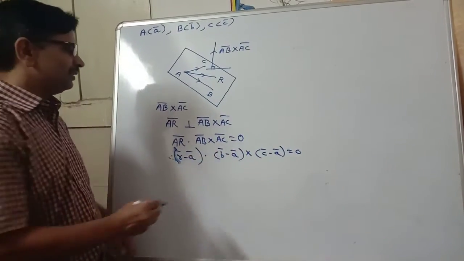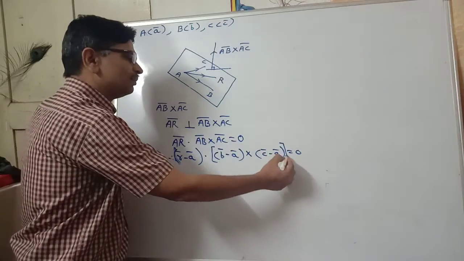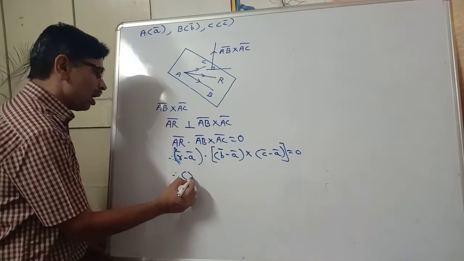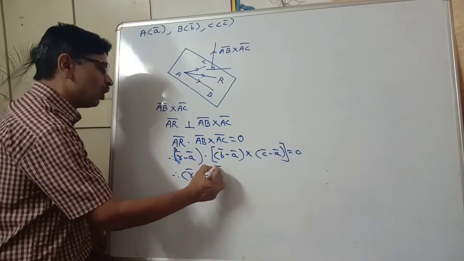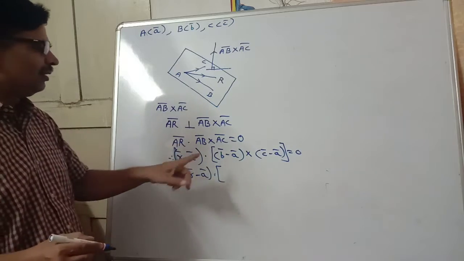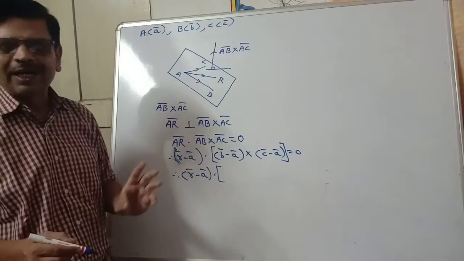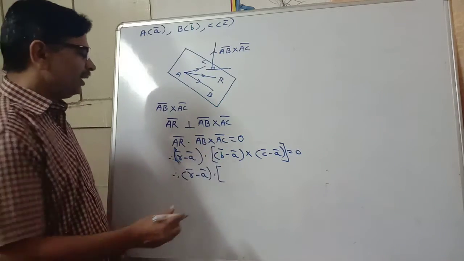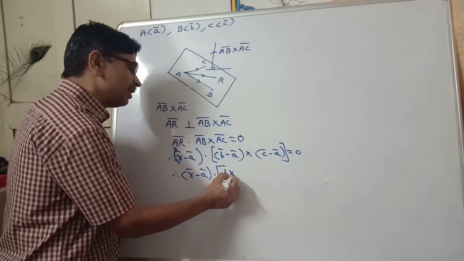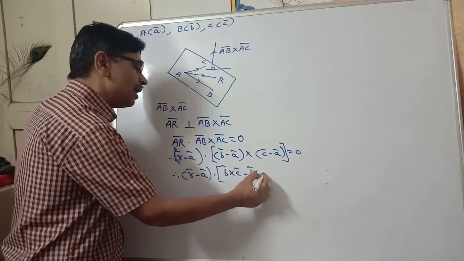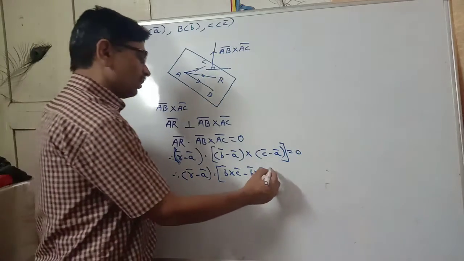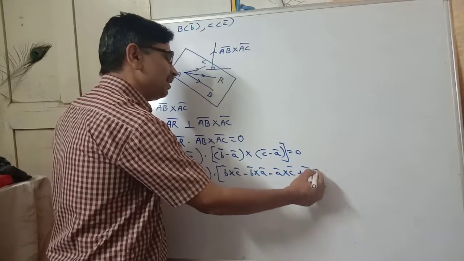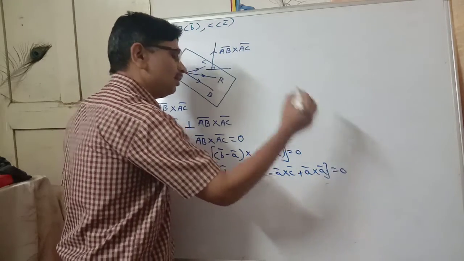Here cross product is there. So we have to write this expression in bracket. R bar minus A bar dot. Simplify expression in this bracket. Open these round brackets. In cross product, order is important. So B bar cross C bar minus B bar cross A bar minus A bar cross C bar minus minus plus A bar cross A bar equal to 0.